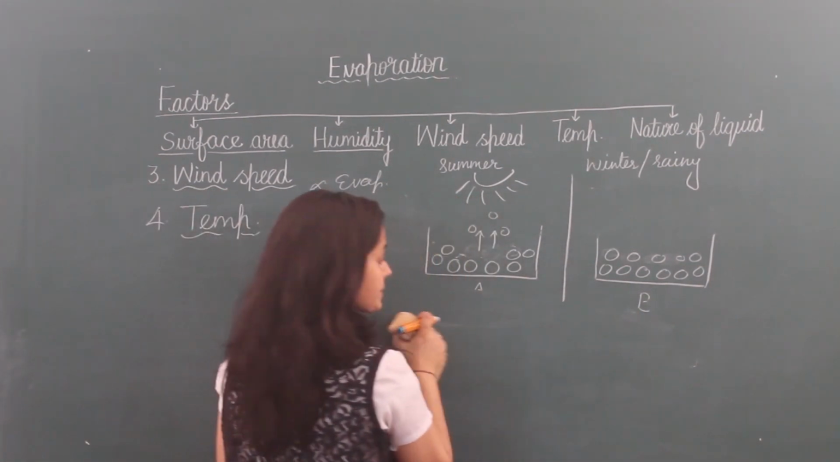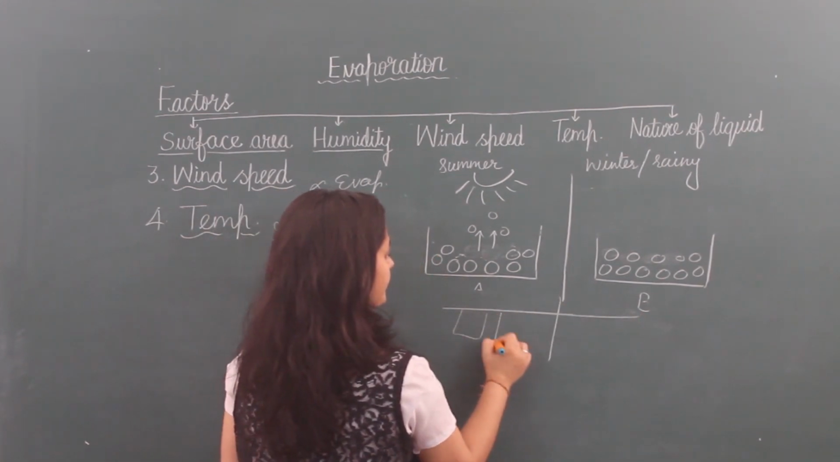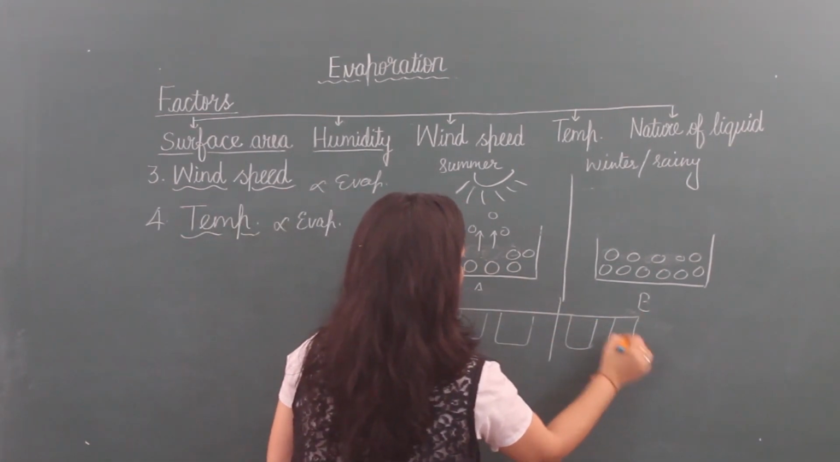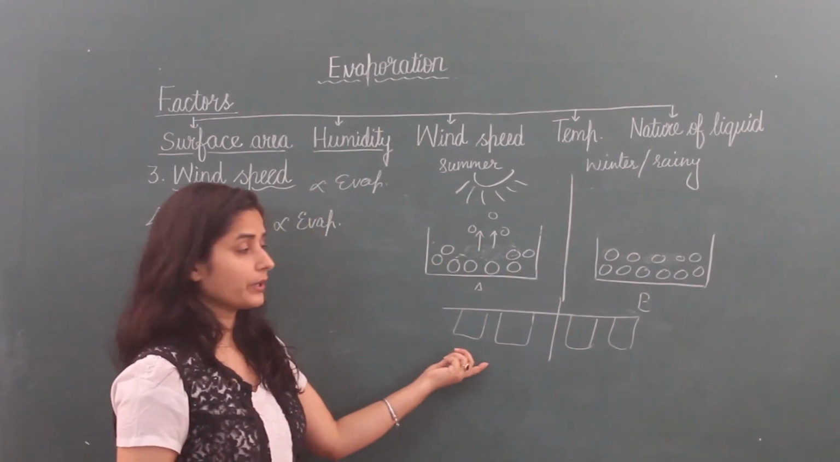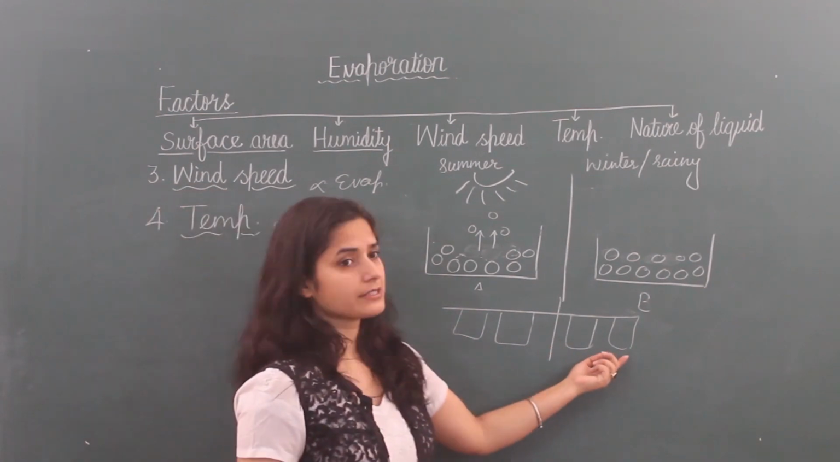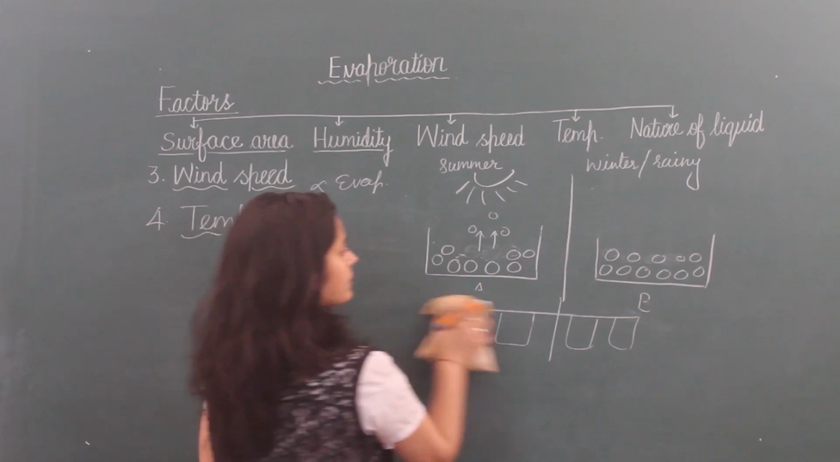In case of clothes, we can see this again. When we put clothes to dry, in summer season clothes dry quickly. But in winter and rainy season they take a lot of time due to less temperature.